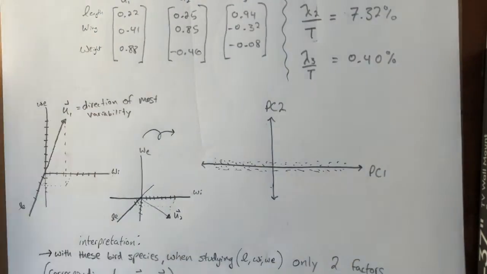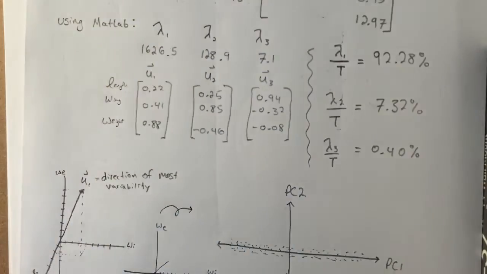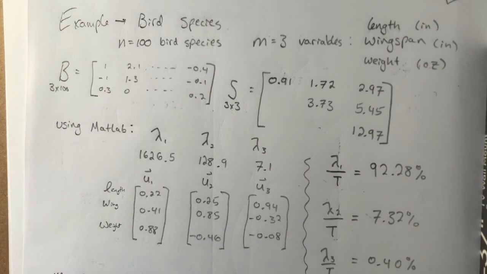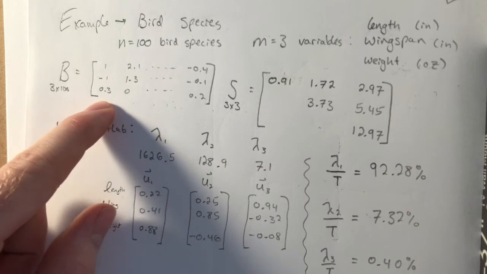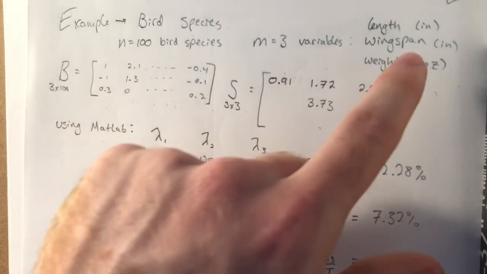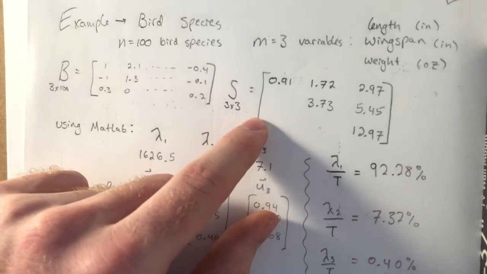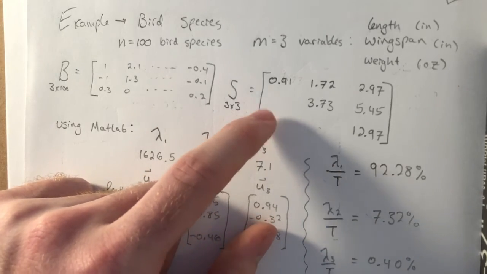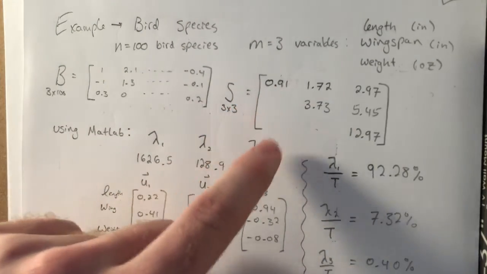Now if we do another example in 3 dimensions here, let's take 100 bird species, and measure 3 variables about them: length, wingspan, weight. Here's our centered matrix of all the lengths, wingspans, weights, centered about the means of all these 3 variables. Here's our covariance matrix here. We can see it's symmetric, so we don't really need to fill in these other values.